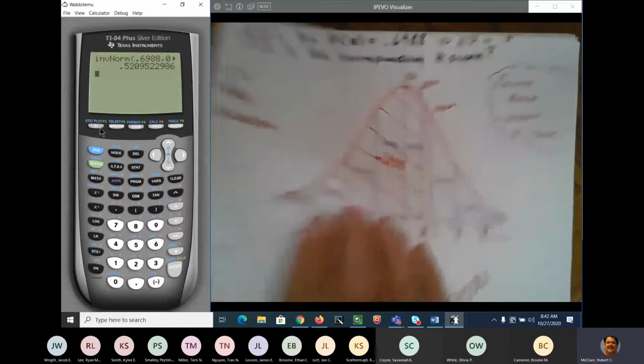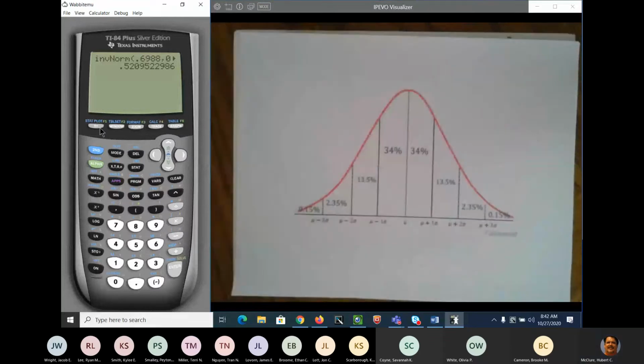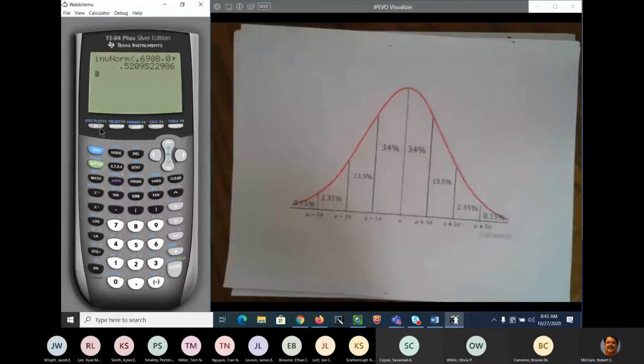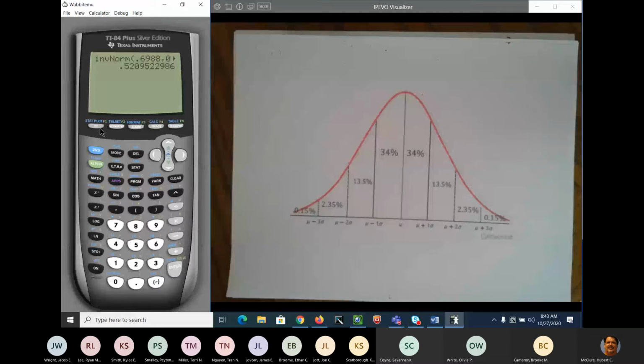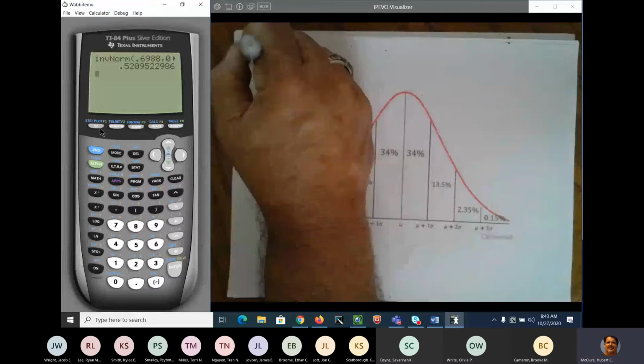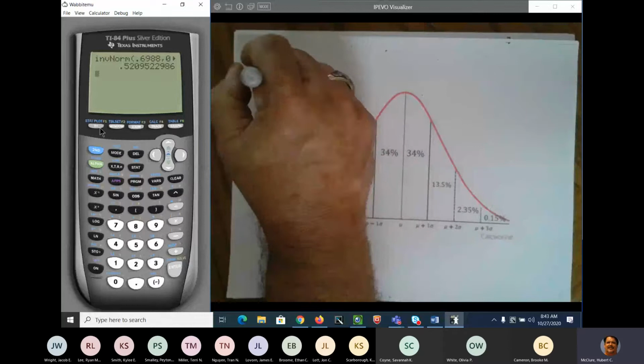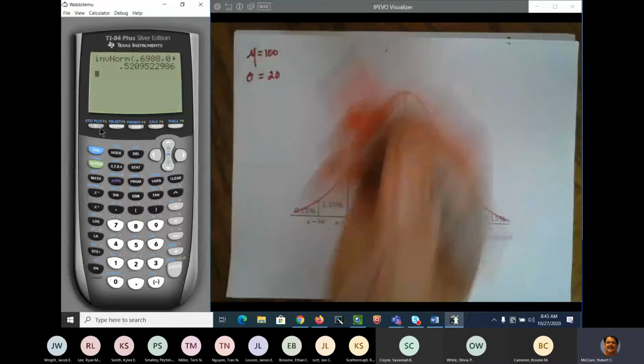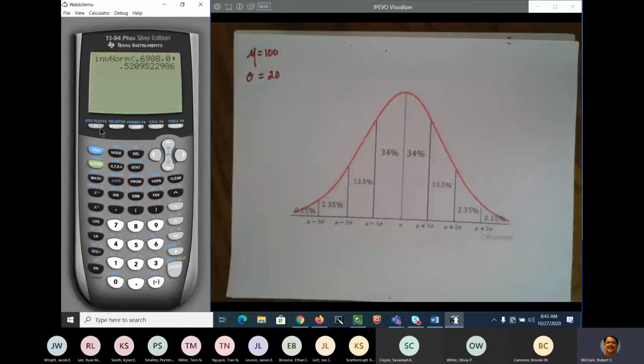And the third type is where the mean is equal to 100 and the standard deviation is equal to 20. Now it's going to be different numbers. It may be 90 and 30, it may be 110 and 10, but it's not going to be 0 and 1.